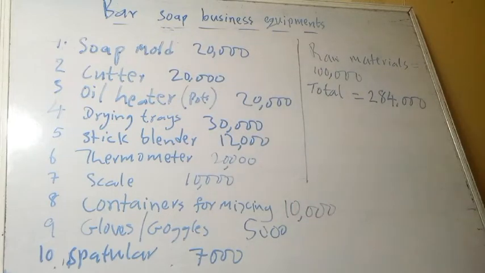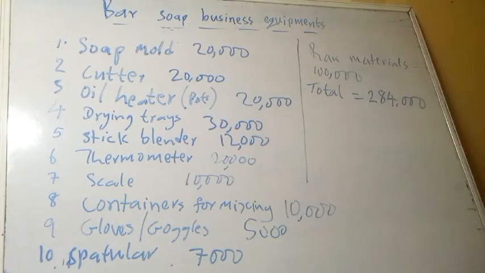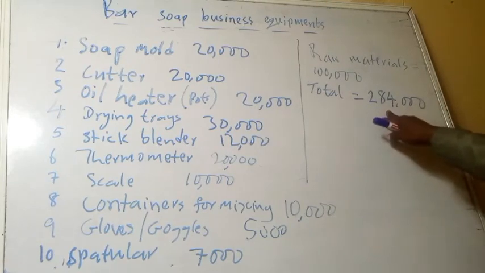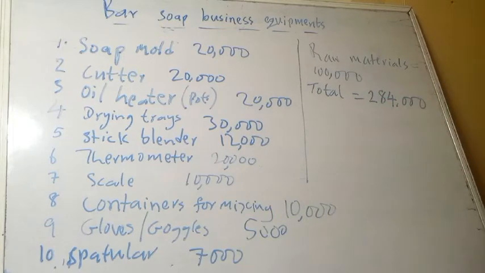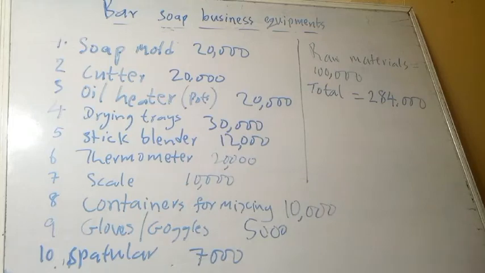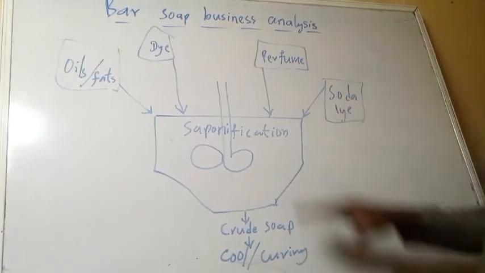Now, you should take note of this. It could be less, it could be higher, depending on the quantity of production, the scale. If you want to start very small scale, this will be too much. You can start with 50,000 naira without buying much of these things, and then you start locally, maybe at home you produce.